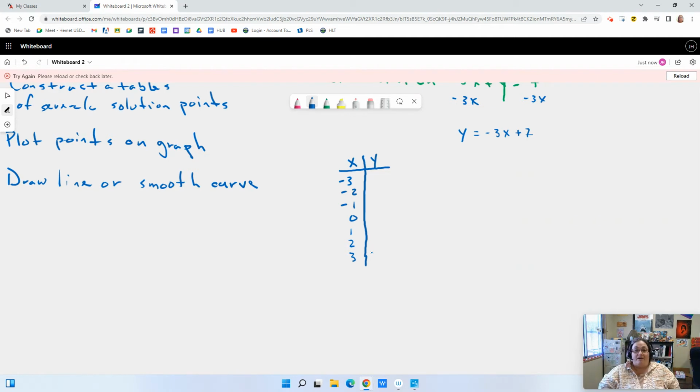Well, where do I get my y values from? The x's are arbitrary. I could pick any numbers I want. I'm going to pick some negative numbers. I'm going to always throw in 0. I'll pick some positive numbers, so I can see how the graph goes, whether the numbers are negative, whether it's 0, or whether it's positive. I can get a feel for what the graph is going to look like. But where does y come from? How do I find my y values?